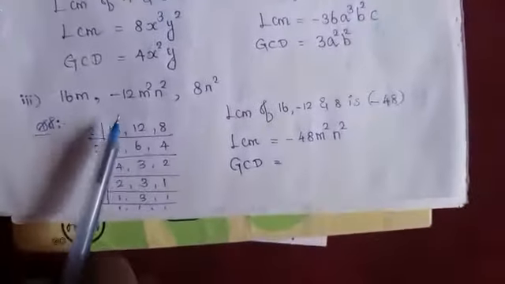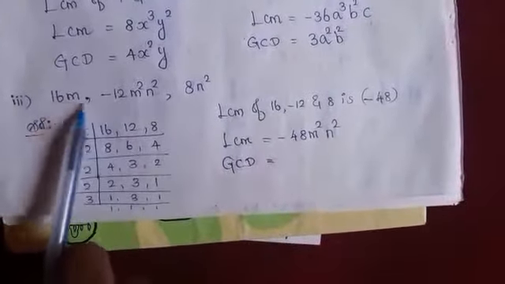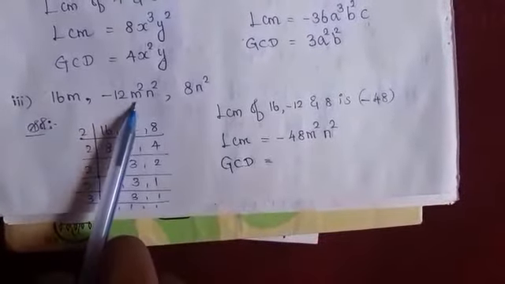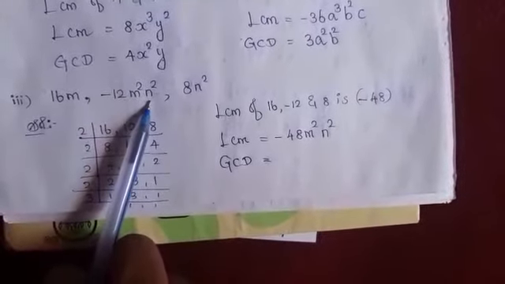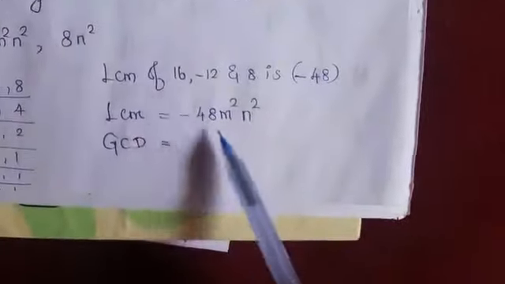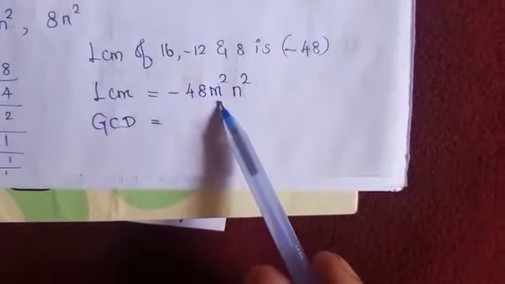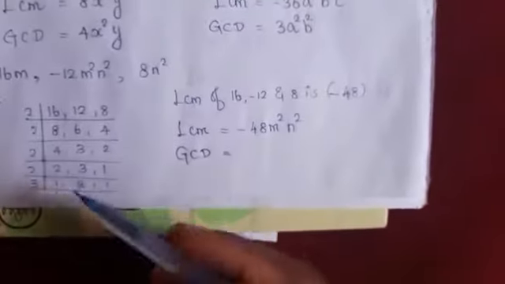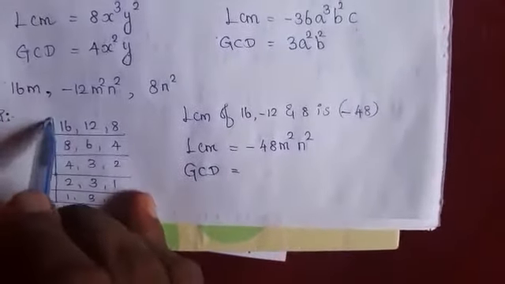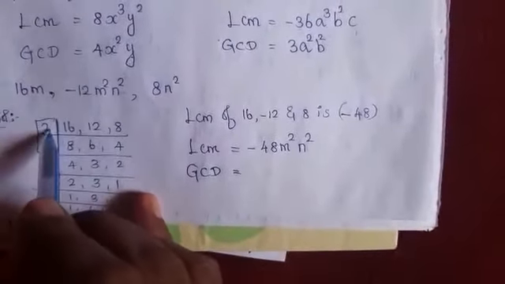Next, the variables: we have two different variables, m and n. M's highest power is m square, n's highest power is n square. Therefore LCM is minus 48 m square n square. Now we find the GCD. Here only the numerical factor is common. 2 into 2 is 4.